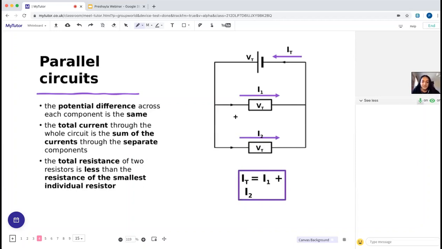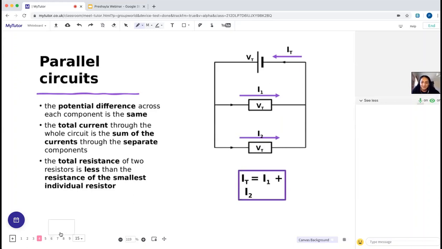The total resistance of two resistors is less than the resistance of the smallest individual resistor. This one's a little bit more confusing, but what it means is that the total resistance in a parallel circuit is less than the resistance of an individual resistor. And you'll see that covered a bit later on. But in the AQA exam board and for a lot of other examples in physics, you don't actually have to calculate resistance in parallel, which is quite good.